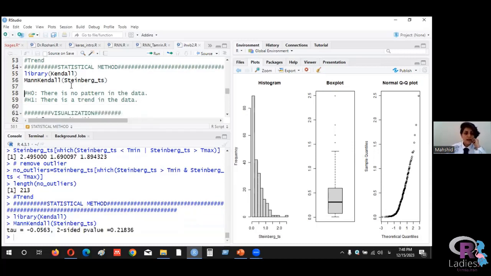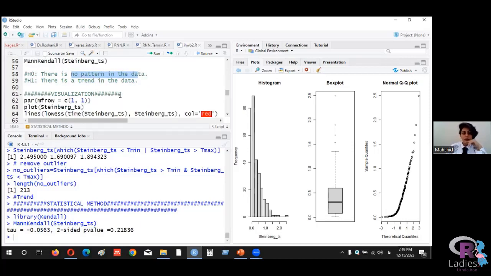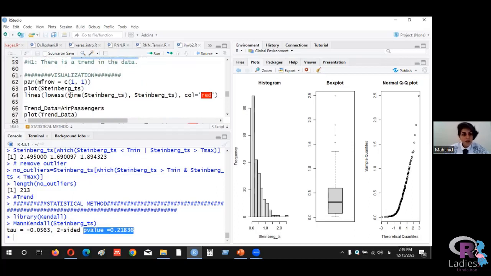And okay, in this statistical test, the null hypothesis is there is no pattern in the data, and vice versa, there is a trend in the data. In this example, the p-value is more than 0.05. It means that the null hypothesis is completely acceptable and there isn't any pattern in the data. Okay, and also we have another example about having trend, but in this example there isn't any pattern, so you have to refer to p-values.